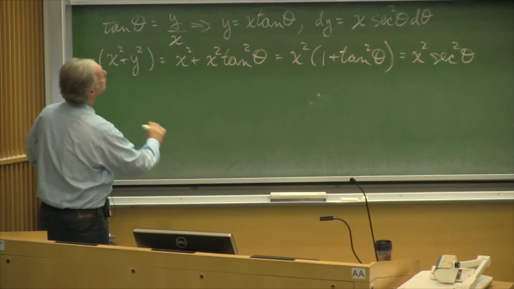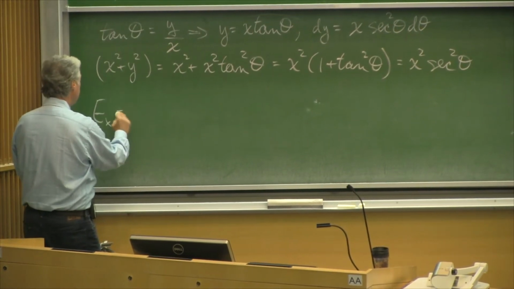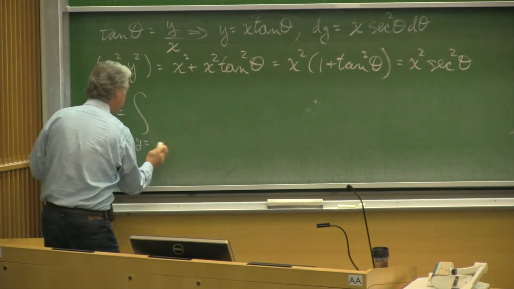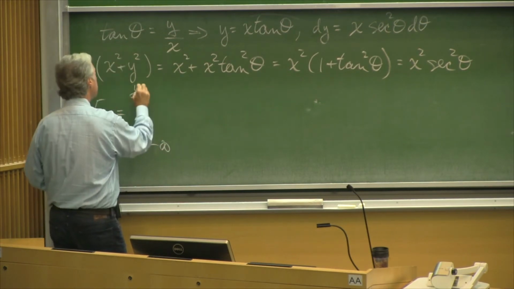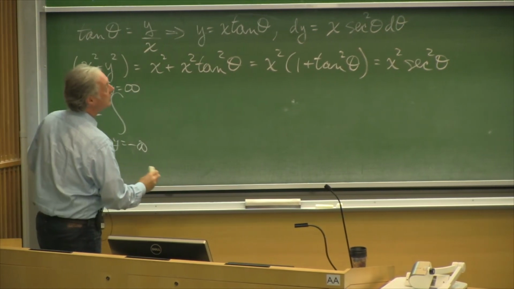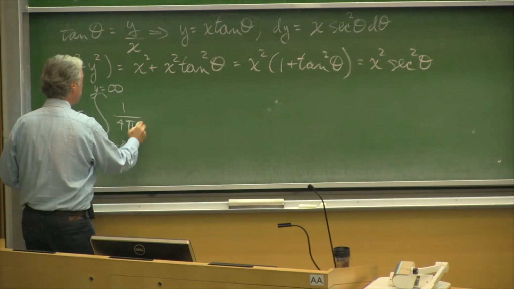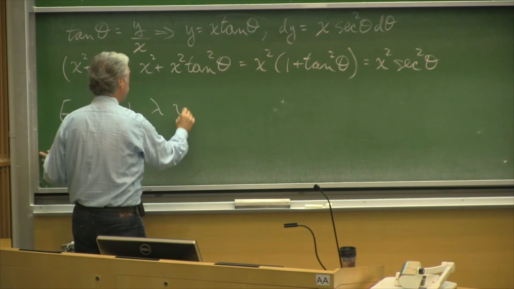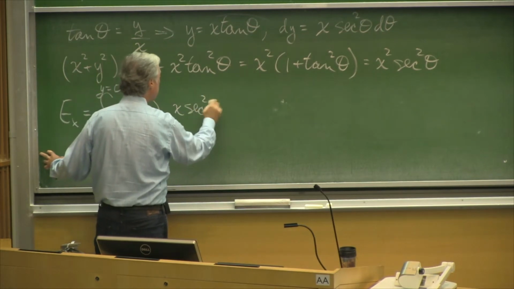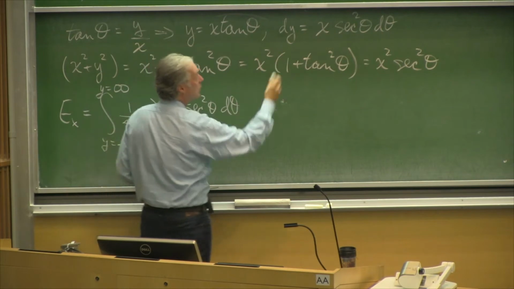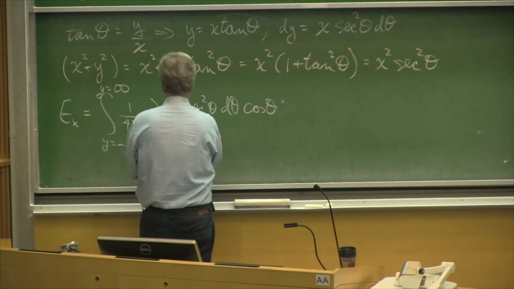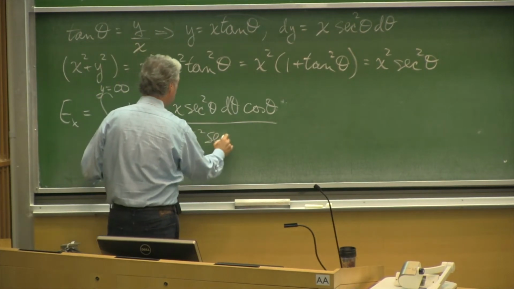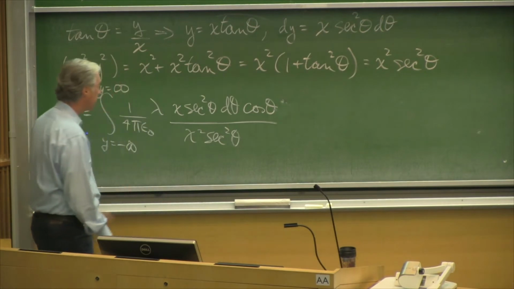Okay, now we can plug in. We have an integral from y equal minus infinity, let's leave it saying that right now and then figure the next step, to y equal infinity. I've got the 1 over 4 pi epsilon naught. I want to plug in for lambda dy, which is x secant squared theta d theta. I've got the cosine that I've got to keep there. And I've got x squared secant squared theta down here.